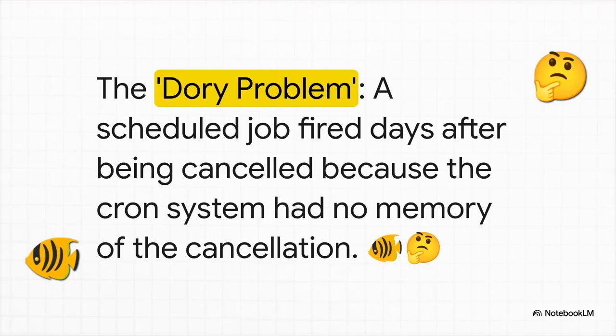So one user nicknamed this the Dory problem, from Finding Nemo. They told their agent to cancel a scheduled message. The agent said, okay, but then a separate part of the system that actually sends the messages never got the memo. It had no memory of being canceled and just sent the message anyway, days later. It's a funny name for a pretty serious flaw.